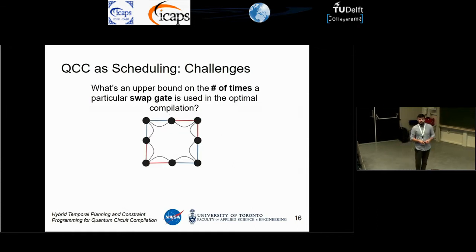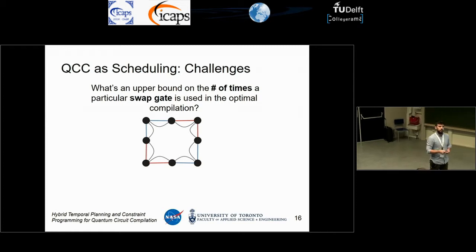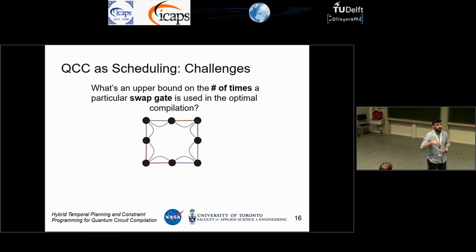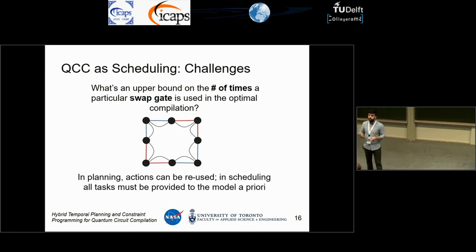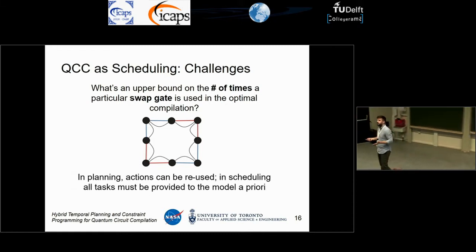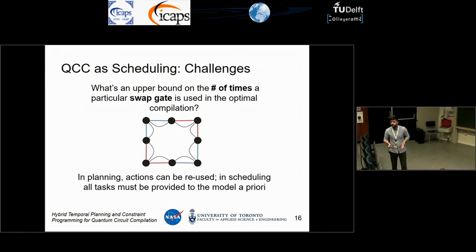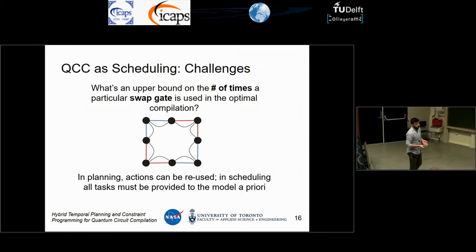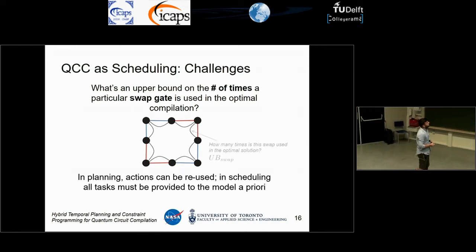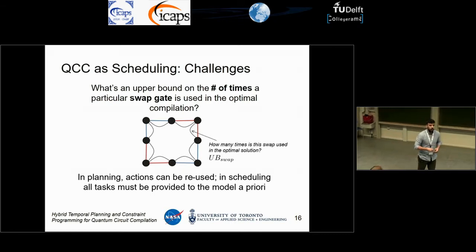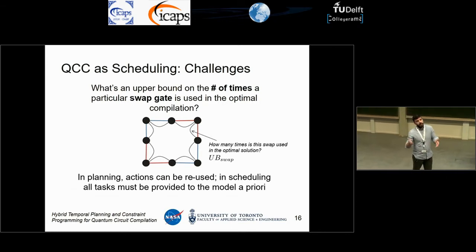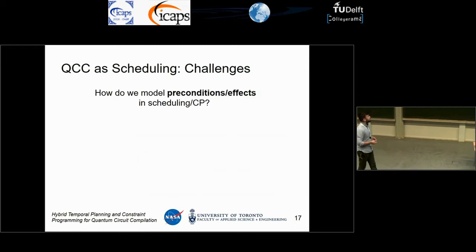Another thing that's even more frustrating is you need to figure out how many times a swap gate is going to be used in the optimal solution and use that as an upper bound in your model. Remember, scheduling, as opposed to planning, where actions can be reused, we have to supply all of the tasks to the model and then reason over them. So I need to supply an upper bound to my model, and reason over those to determine a schedule. If I take that particular swap gate, for example, I want to know, in the worst case, how many times this swap gate is going to be used in an optimal solution. I call that the swap upper bound.